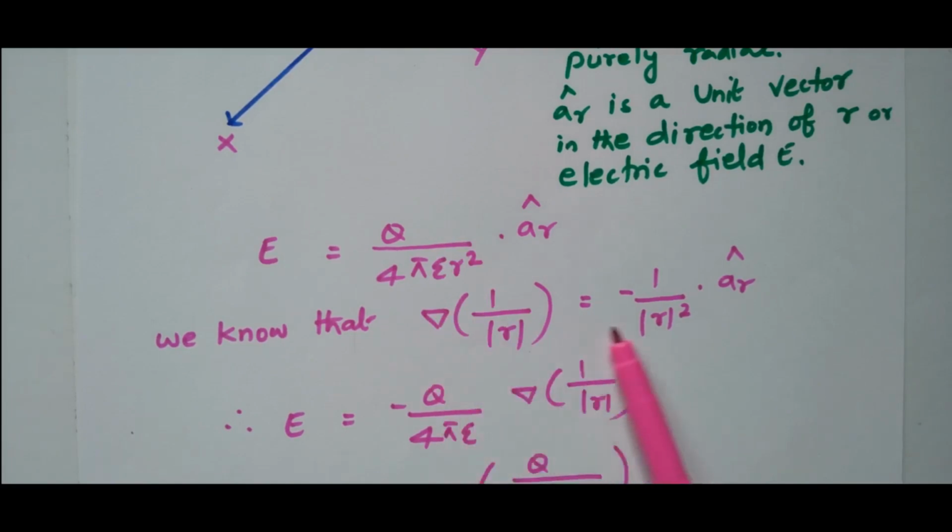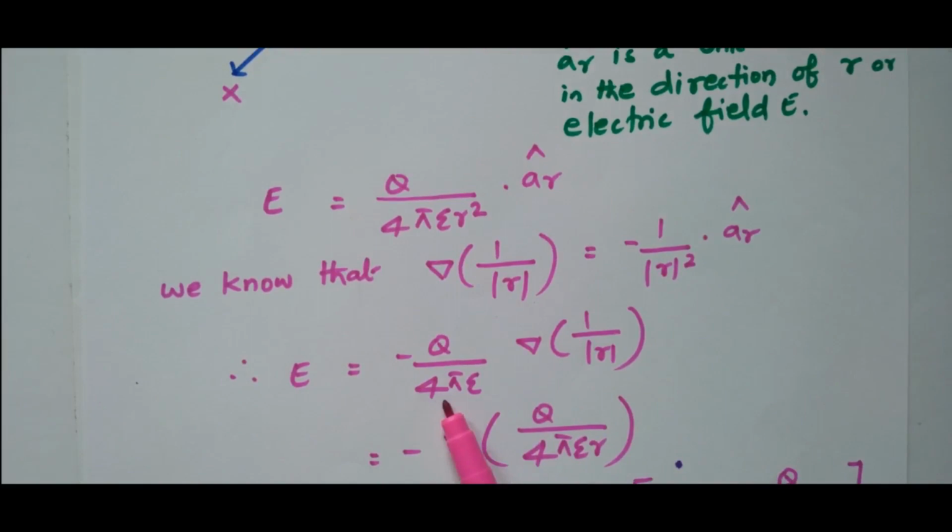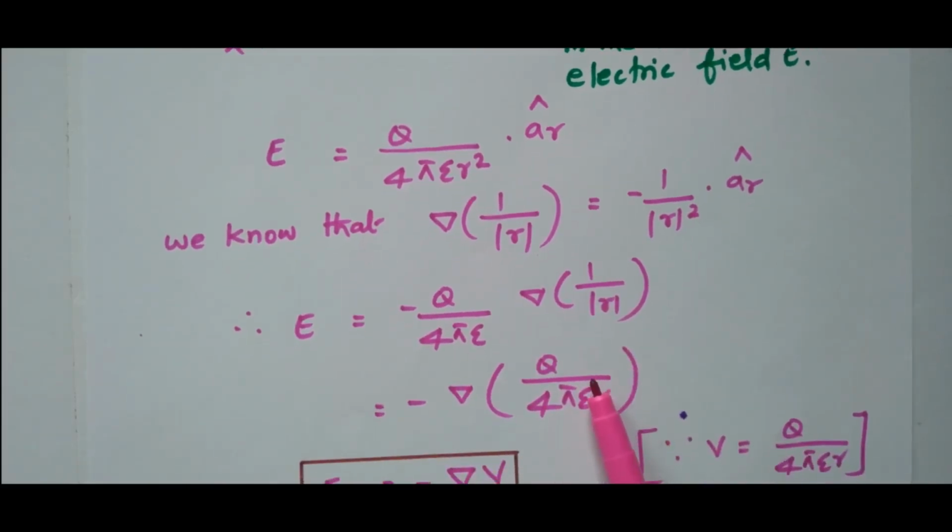So from this relation, what did we get? Del of 1 by r equals minus 1 by r square. See this expression E, Q divided by 4 pi epsilon r square. This 1 by r square is replaced by this value, del of 1 by r, with negative. So that is given here: Q divided by 4 pi epsilon, and 1 by r square is now replaced by del of 1 by r. So by simplifying, we can write minus del of Q divided by 4 pi epsilon r.